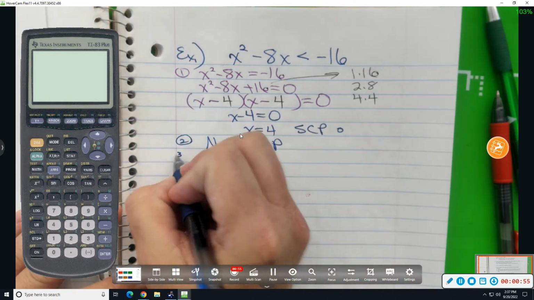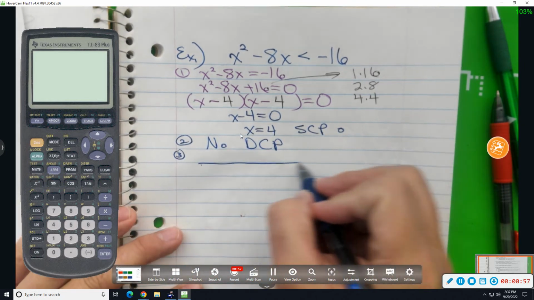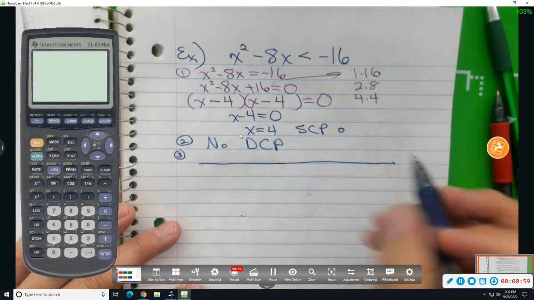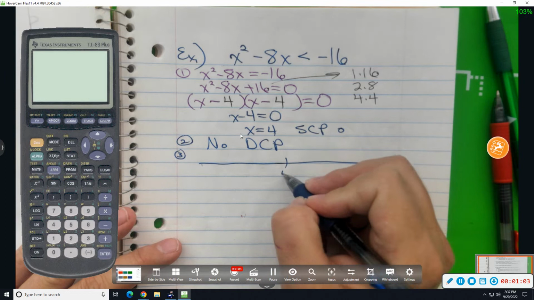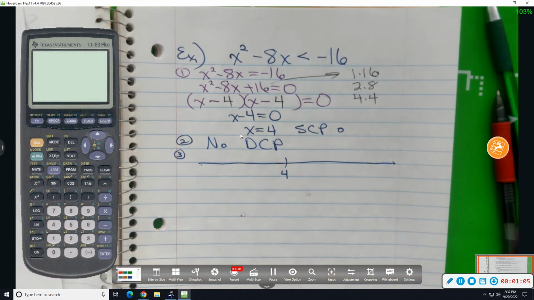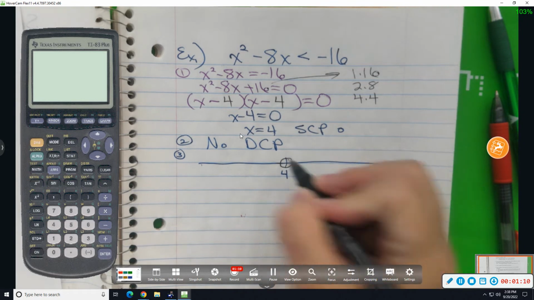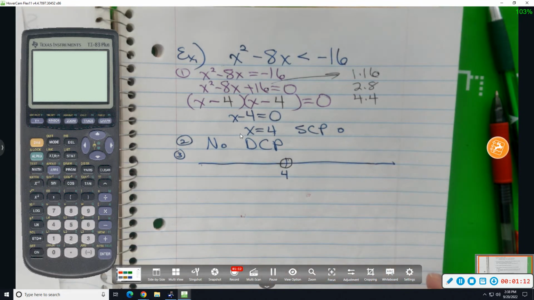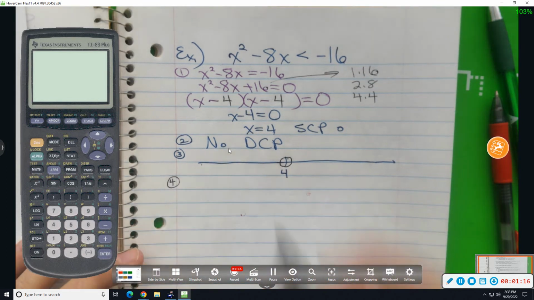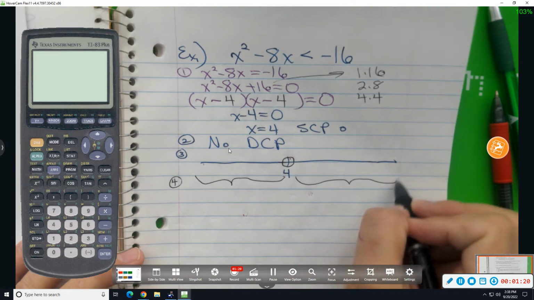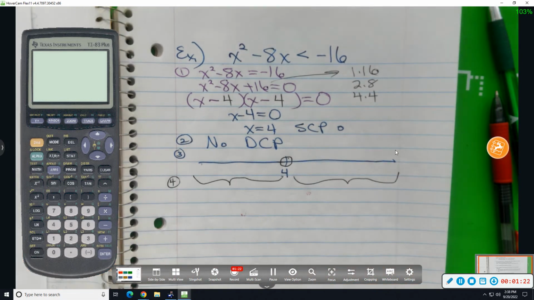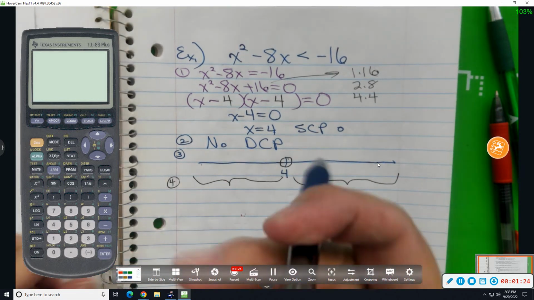Because there's no fraction. Third step. I'm drawing my number line. I only have one cut point. It's a 4. And how did I say I was going to label it? Open circle. Step number 4, we're going to check intervals. I think we should put the arrows on it. Oh, and the infinity. Okay.